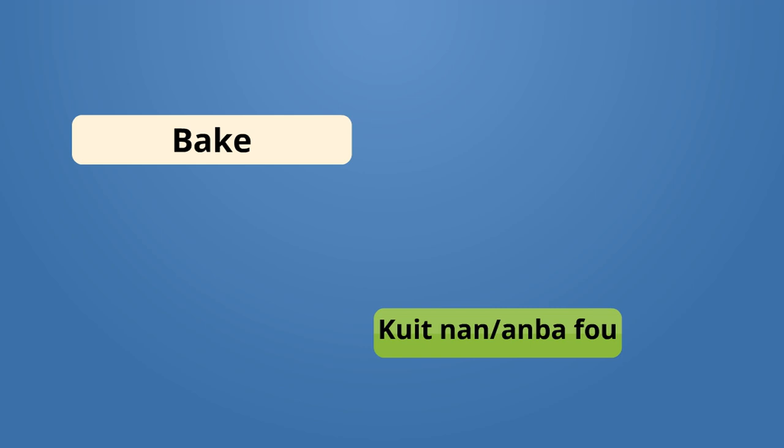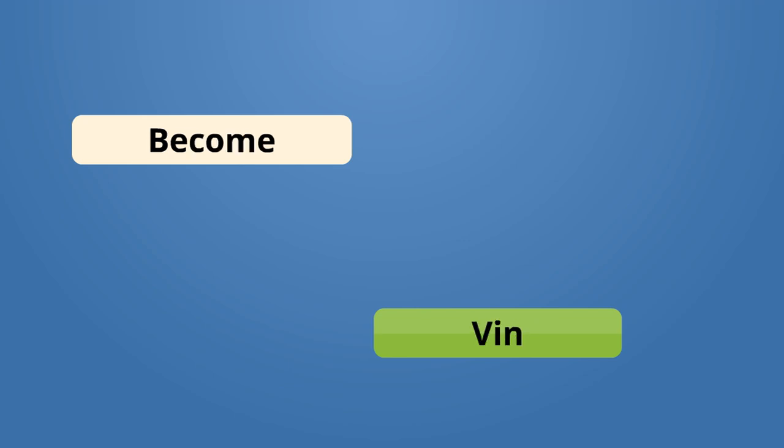Bake is cuit nan fou, okay? So you cook it in the oven, or cuit en bas fou, you cook it under, okay? Cuit nan fou or cuit en bas fou is bake. Beat, okay, is bat. Like if you beat somebody up, ou bat yon moun, okay? Become is vin. You become old, ou vin grand moun.